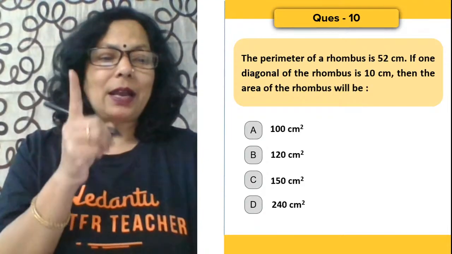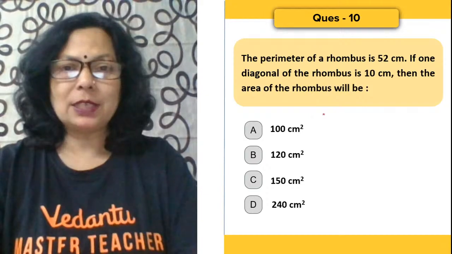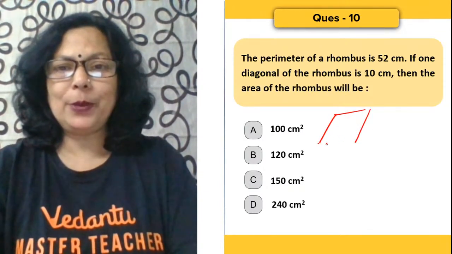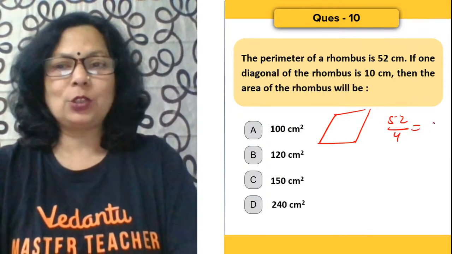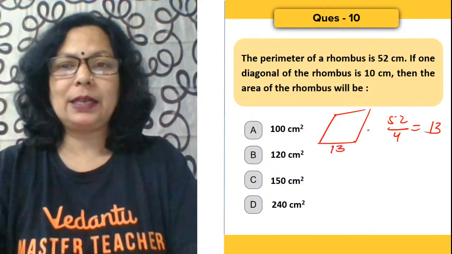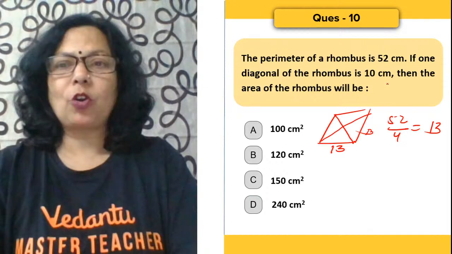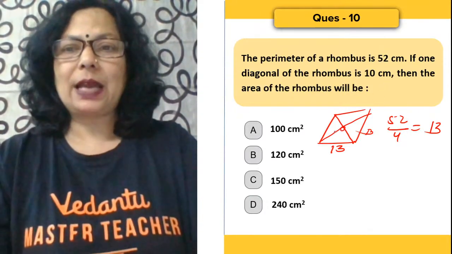To find one side, what will we do? We will divide 52 by 4. Yes. Quickly make the rhombus and tell the answer fast. Yes, quick. Come on, come on. I'll help you out. It is 52 by 4 each side. So 4 ones are 4, 13. Each side is 13. And the diagonal of the rhombus is 10. It is bisecting at O. So maybe this side is 5.